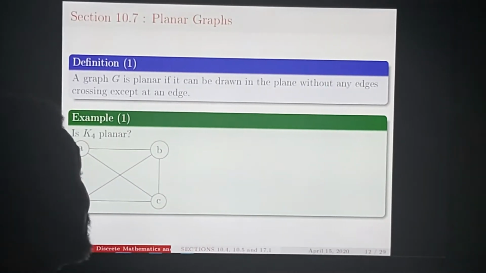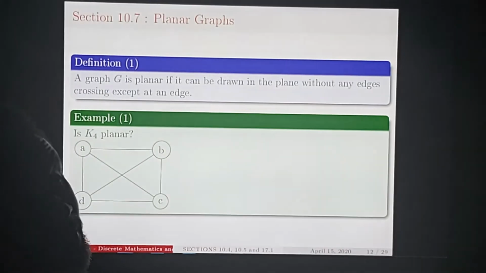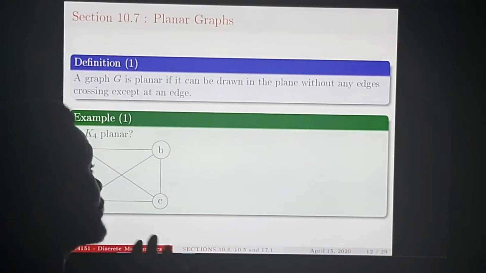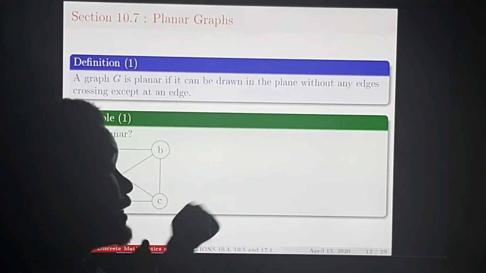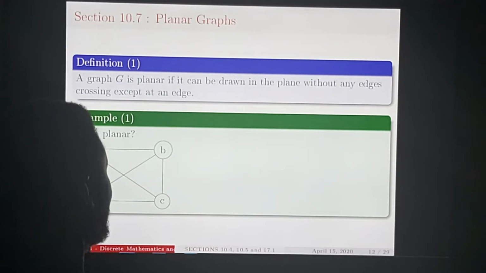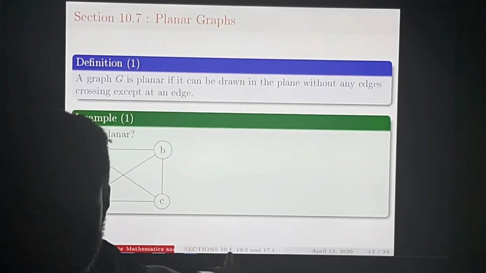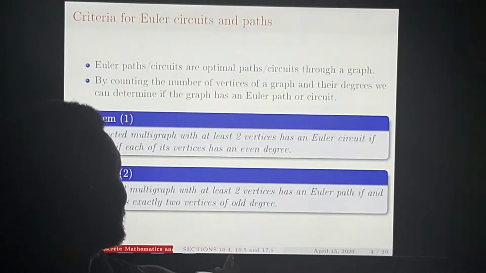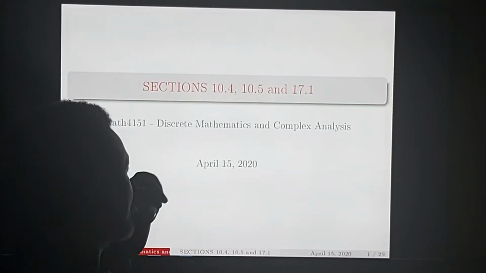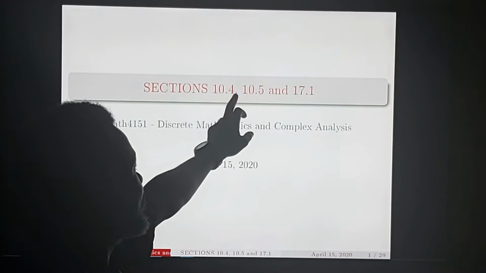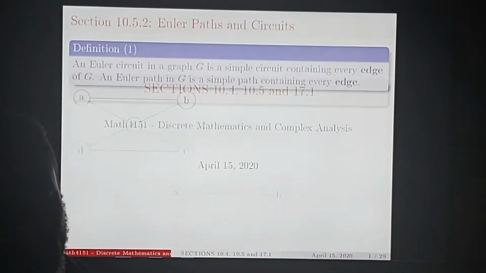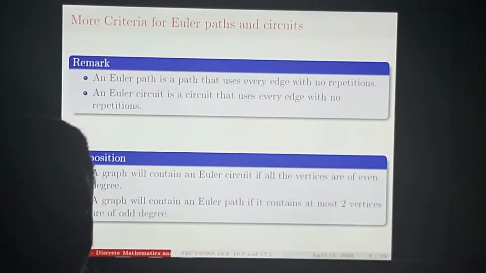Okay, so the last time we were looking at Euler paths, Euler circuits, Hamiltonian paths, Hamiltonian circuits. That was 10.4, 10.5. Now we go to 10.7. Actually, here I should have said text, just one correction, but anyway, you understand. It's supposed to be 10.5, 10.7, and 17.1, because 10.4 you did, okay?